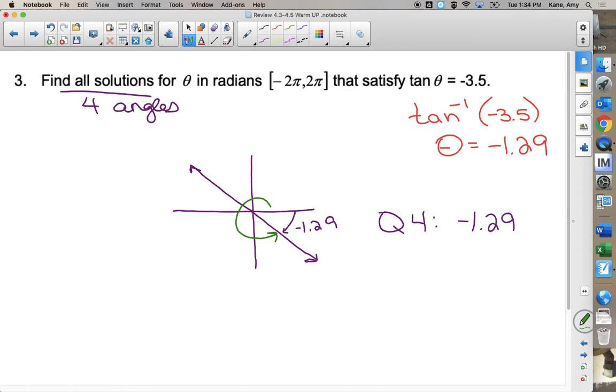Add 2 pi. So the answer from the calculator isn't wrong. It's one answer because I need a negative angle and a positive angle in each quadrant. So if I take that answer from the calculator and add 2 pi, you end up getting, Connor, 4.99. So these two angles are the two angles in the fourth quadrant. The one from the calculator is the negative. If I add 2 pi, that gets me its coterminal.